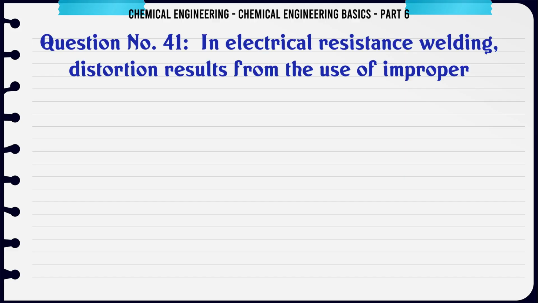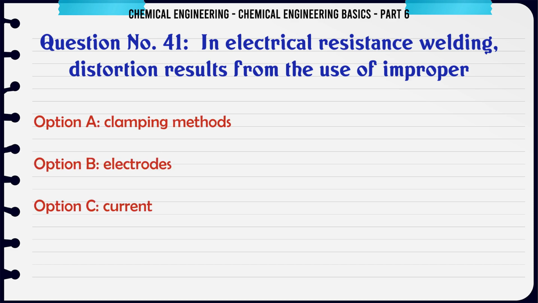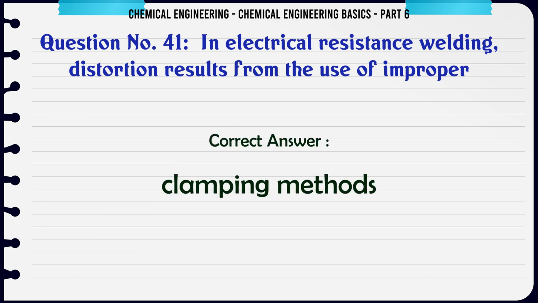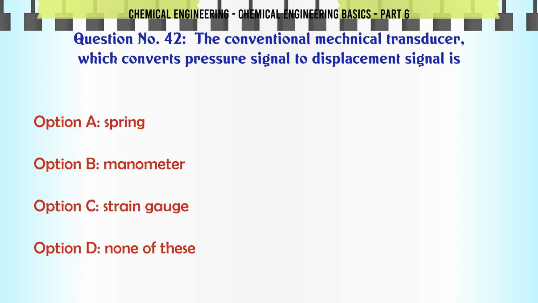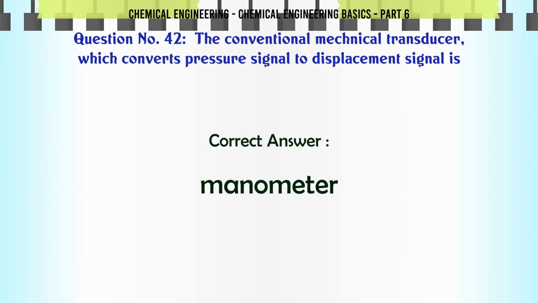In electrical resistance welding, distortion results from the use of improper A. Clamping methods. B. Electrodes. C. Current. D. Filler material. The correct answer is clamping methods. The conventional mechanical transducer which converts a pressure signal to a displacement signal is A. Spring. B. Manometer. C. Strain gauge. D. None of these. The correct answer is manometer.